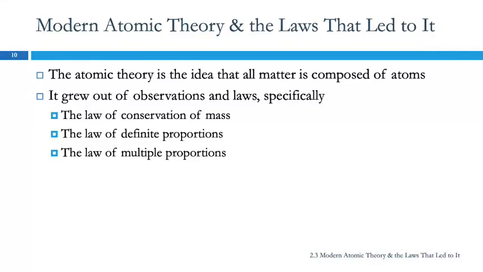Now we'll talk about modern theory. So, the atomic theory is this idea that all matter is composed of atoms. And the theory came out of several laws and lots of observations. The law of conservation of mass, we've talked about that one, and also the law of definite proportions and the law of multiple proportions.